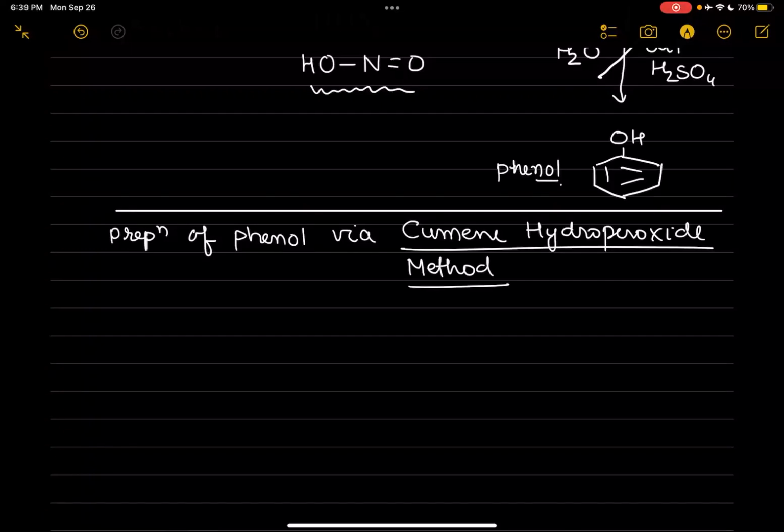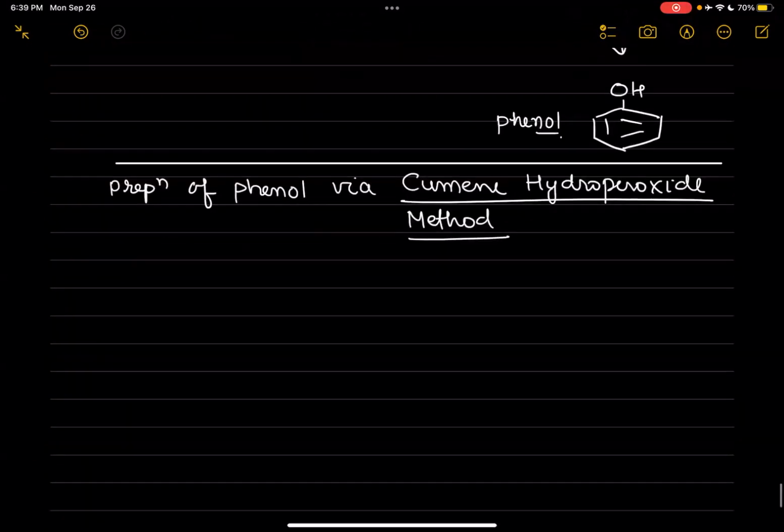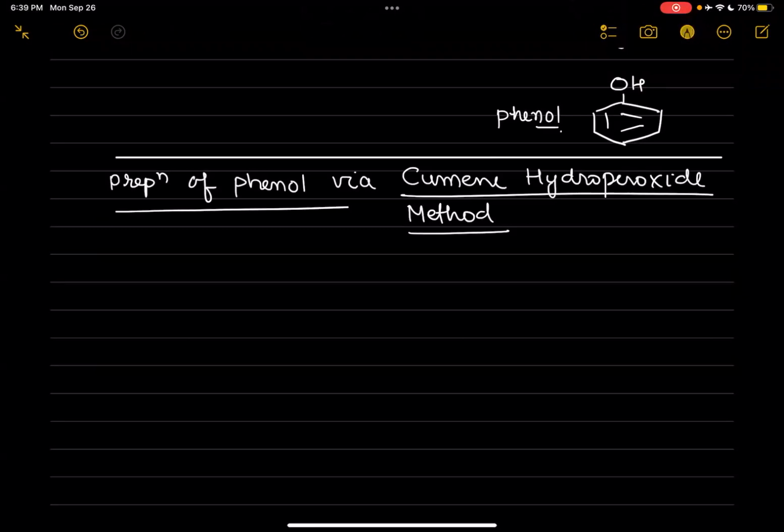So what is the name of this method? Quickly. Yeah, Imad, just pronounce it quickly. Cumene hydroperoxide method, right? So cumene is a common name for isopropyl benzene.